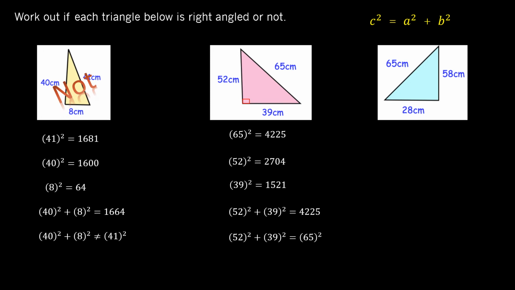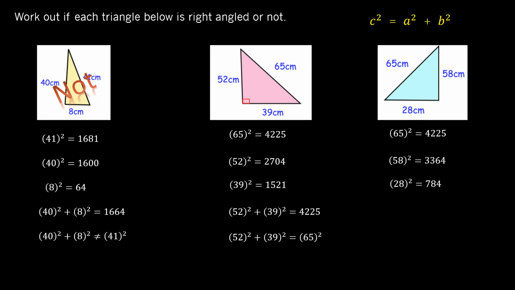For the third one, A, the altitude side, is 58, the base side is 28, and the hypotenuse side C is 65. Let me start with the hypotenuse side: 65 power 2 is 4,225. And for the altitude side, 58 power 2 is 3,364.